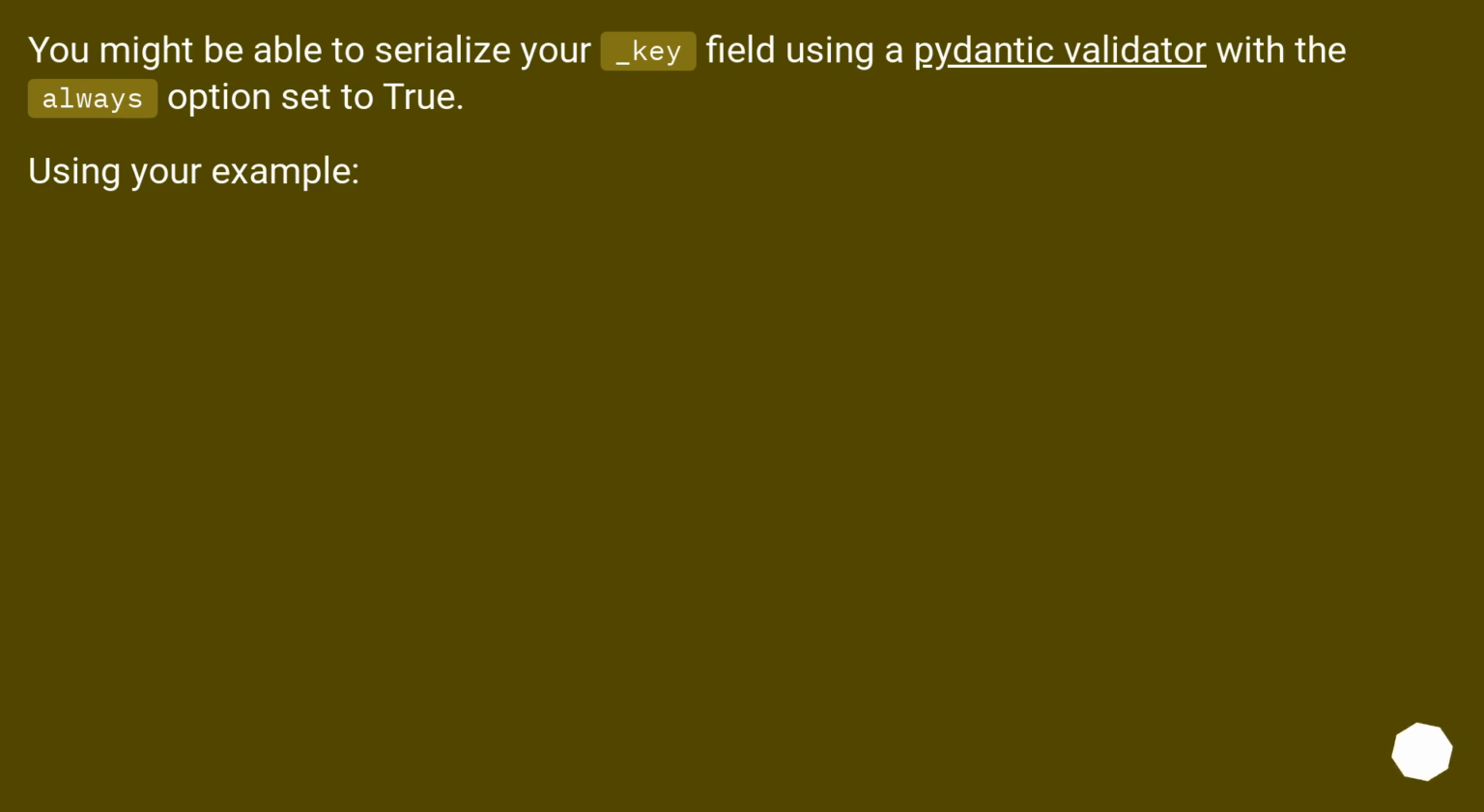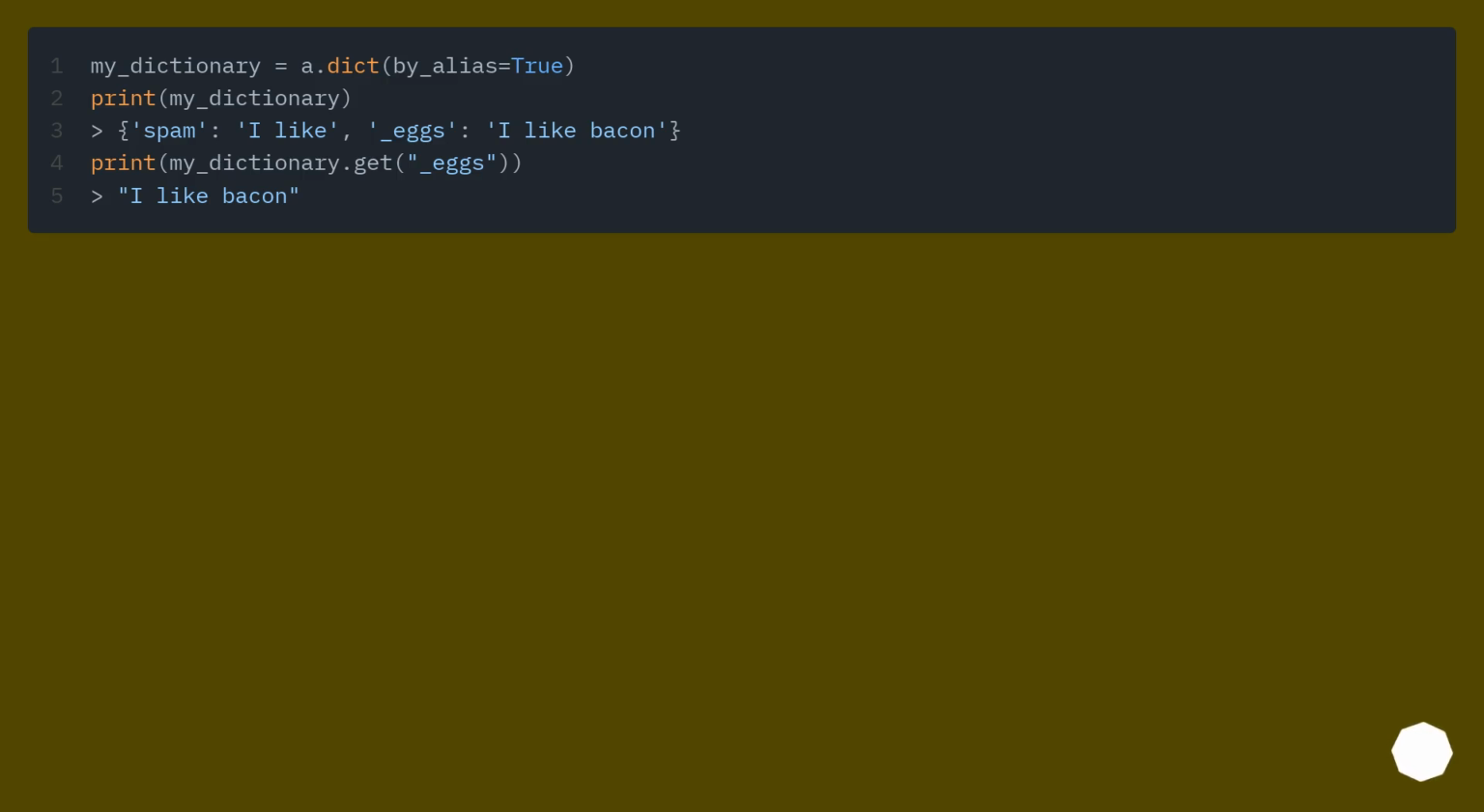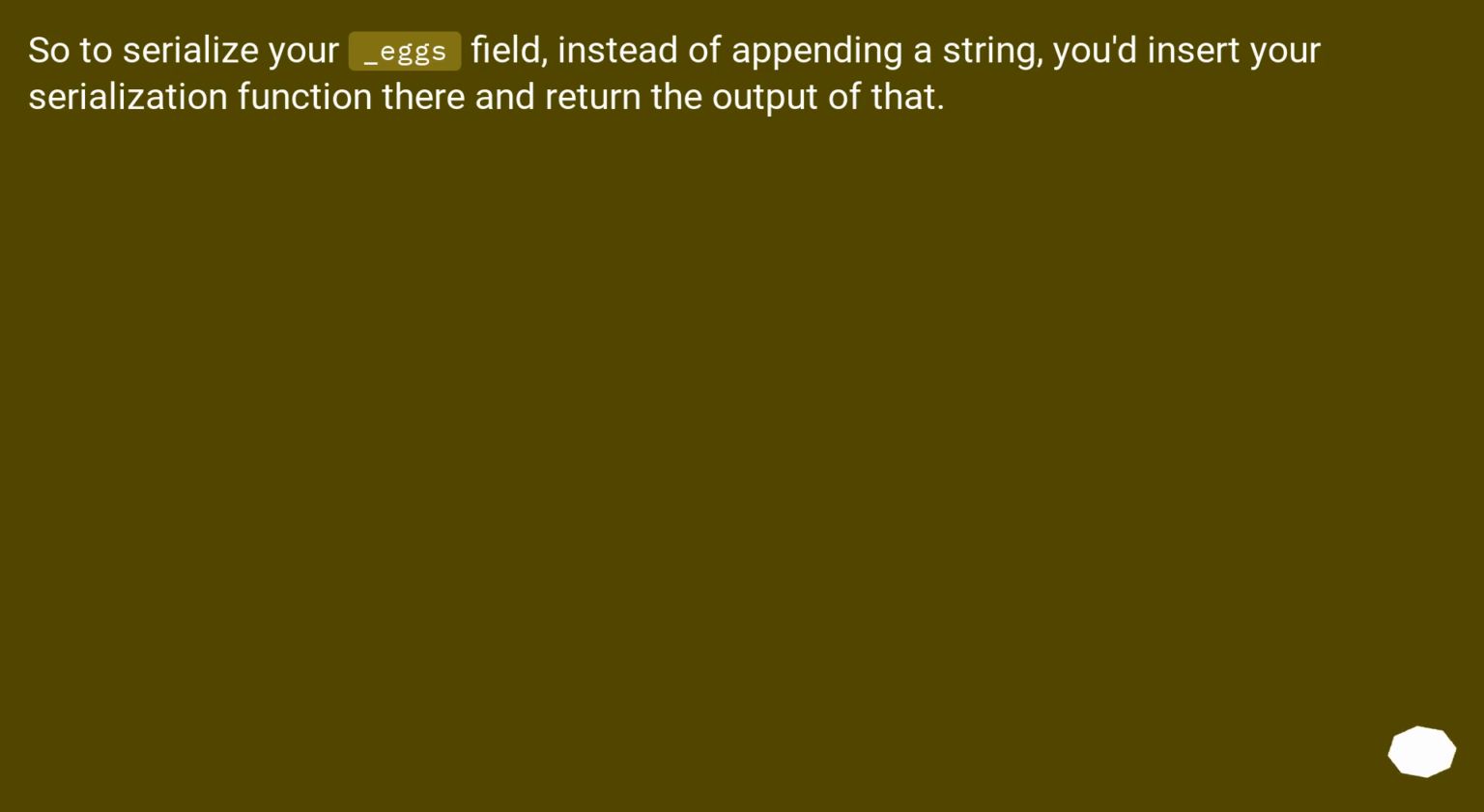You might be able to serialize your _key field using a pydantic validator with the always option set to True. Using your example, to serialize your _x field, instead of appending a string, you'd insert your serialization function there and return the output of that.